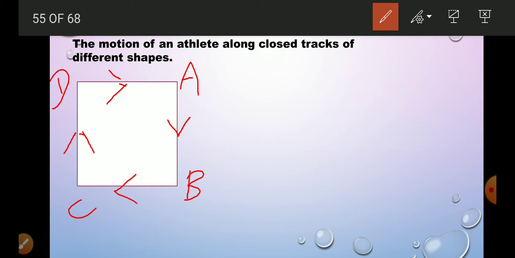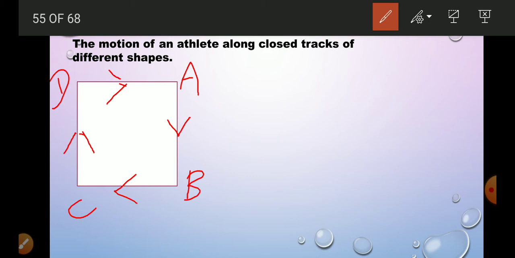That means here the velocity of an object is changing because the speed is uniform but his direction has changed. So we say that the velocity of an object changes. Okay, so when the velocity of an object changes, we say that the object is accelerating. So now an athlete is having accelerated motion.